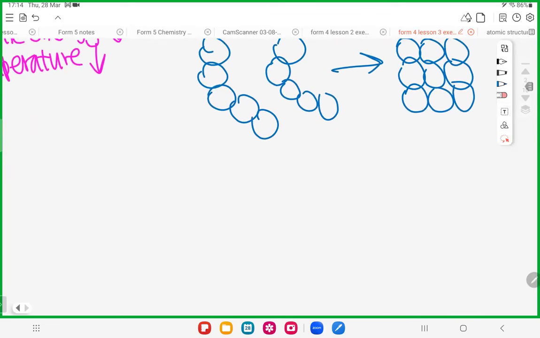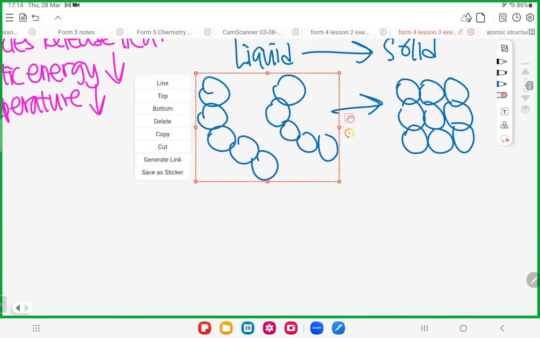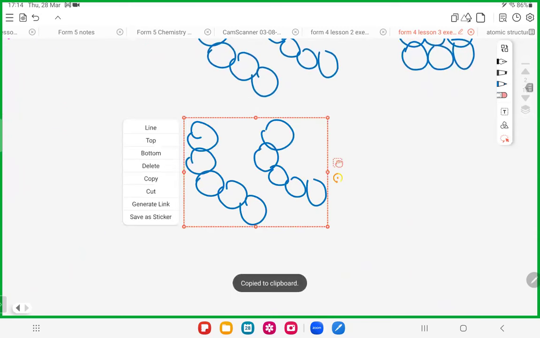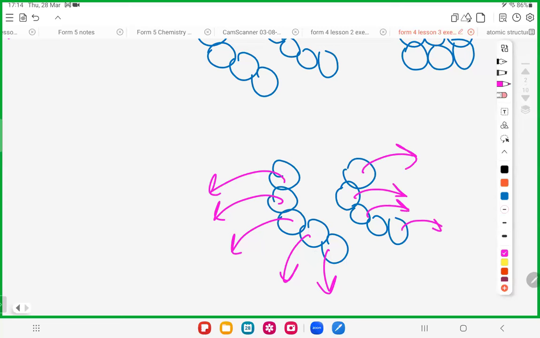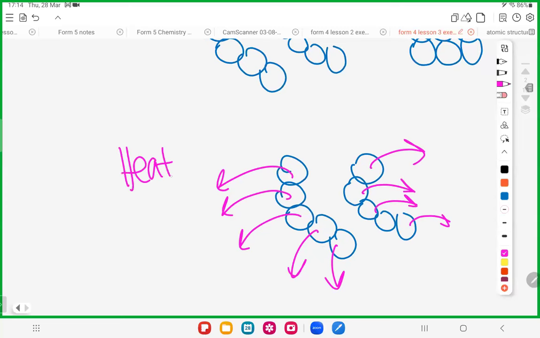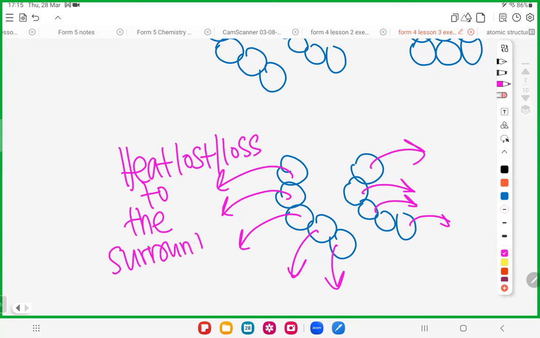The reason is this. For liquid, when you do the cooling process, the liquid loses energy. I throw away some energy to the surrounding. This energy you throw to the surrounding, we call it heat loss. You can write lost or loss, it doesn't matter. Heat loss to the surrounding. So you throw away some energy to the surrounding. Why, when you throw away energy to the surrounding, does the temperature not change?